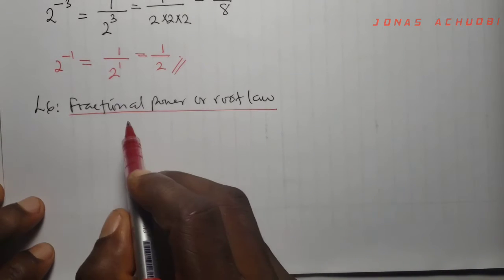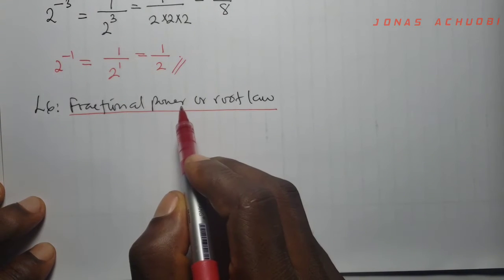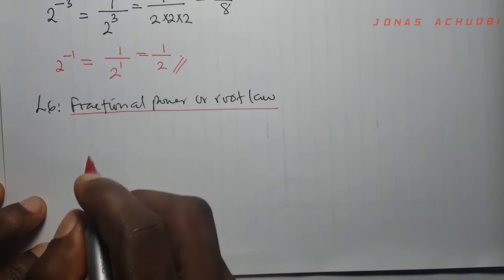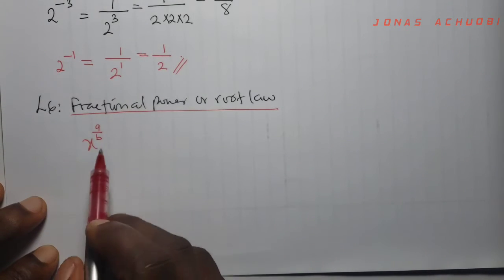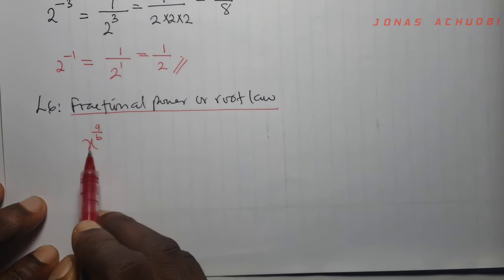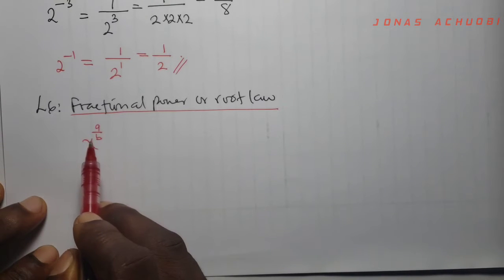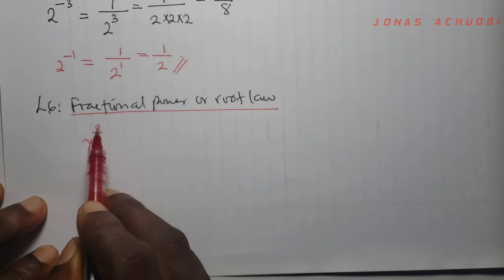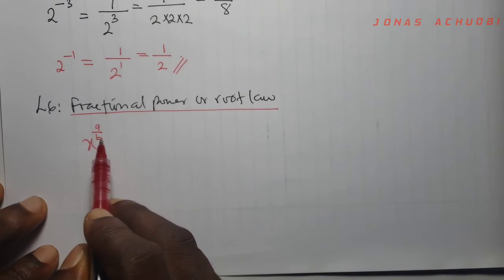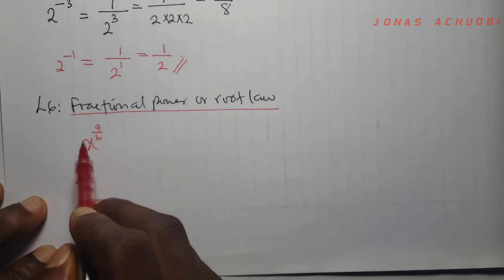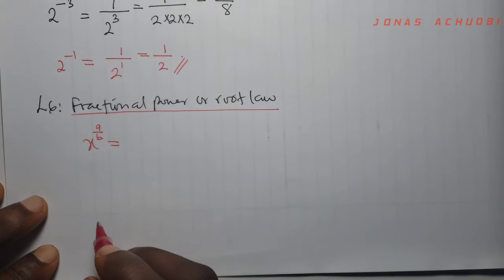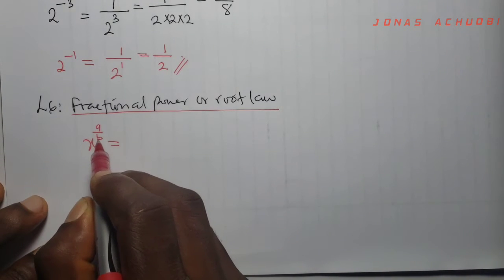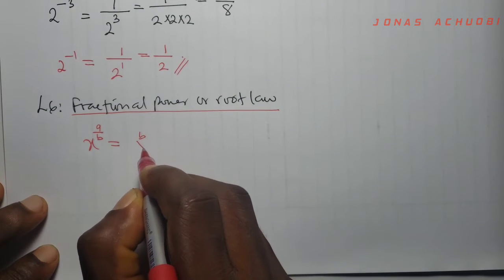Law number 6 is what we call the fractional power or root law. This law states that if we have x raised to the power, say a over b, we observe here that the base is x, but the power is a fraction, a over b, where the numerator is a and the denominator is b. If we have an index form with a fractional power, what we should write is this. The denominator is b, so we write the b-th root.